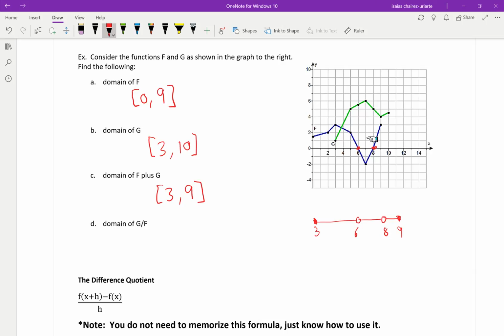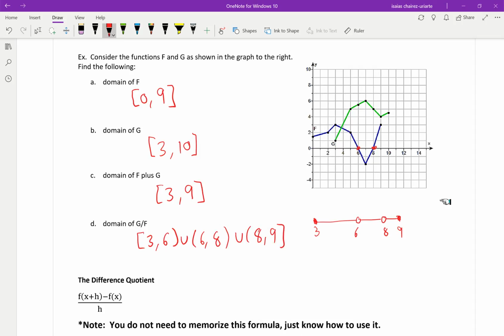Okay, and so then my domain becomes, well, everything. Now if you think about it, it's made up of 3 pieces: from 3 to 6, the values between 6 and 8, and values from 8 to 9. And the open circles would have to correspond to parentheses. So my domain is going to start looking like this now: 3 to 6, parentheses, union, 6 to 8, parentheses, union, 8 to 9 with a bracket.